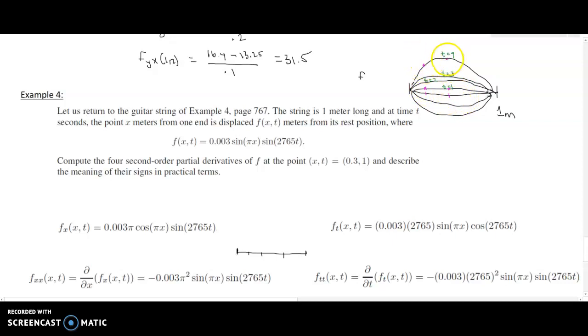Same thing for here and here. At time 4, the height of the string closer to the end point is going to be a lot less, right? Because that point is more stationary than the center, where you're going to experience more vibration. So that being said, we also need to define t, which is going to be measured in seconds.